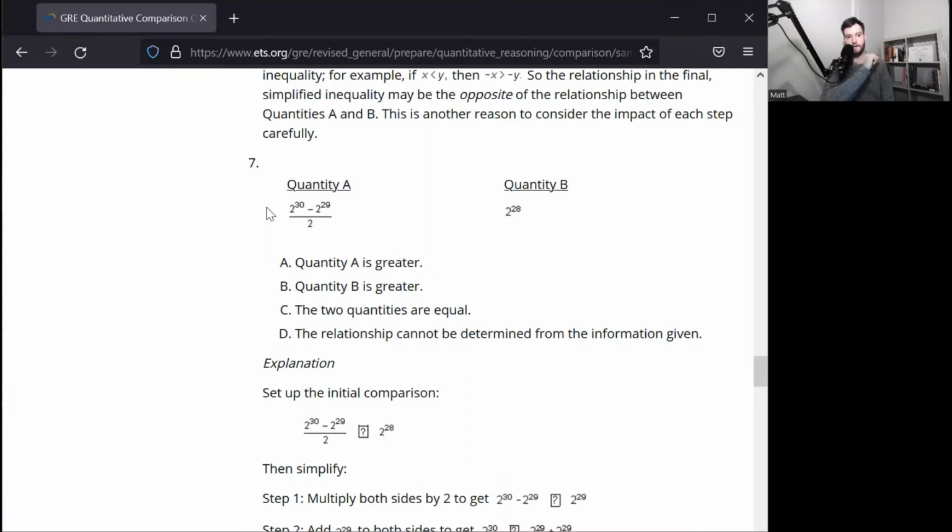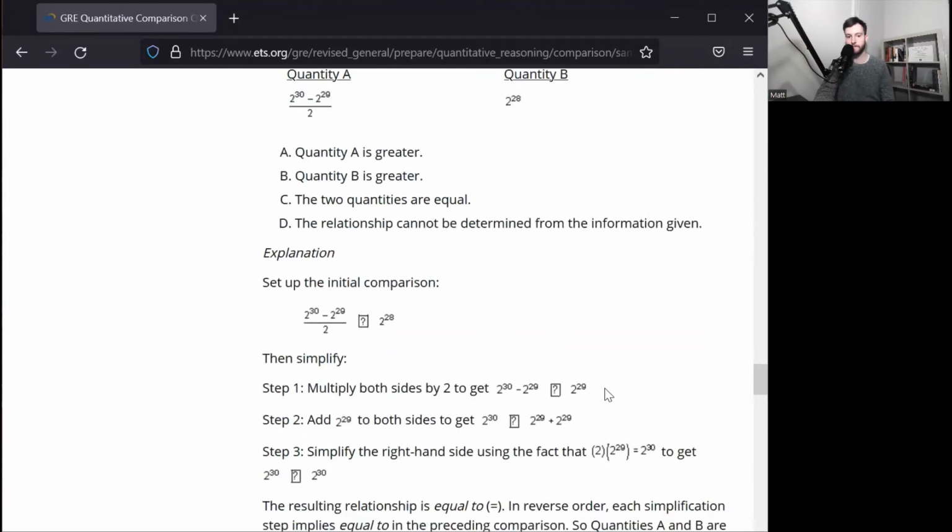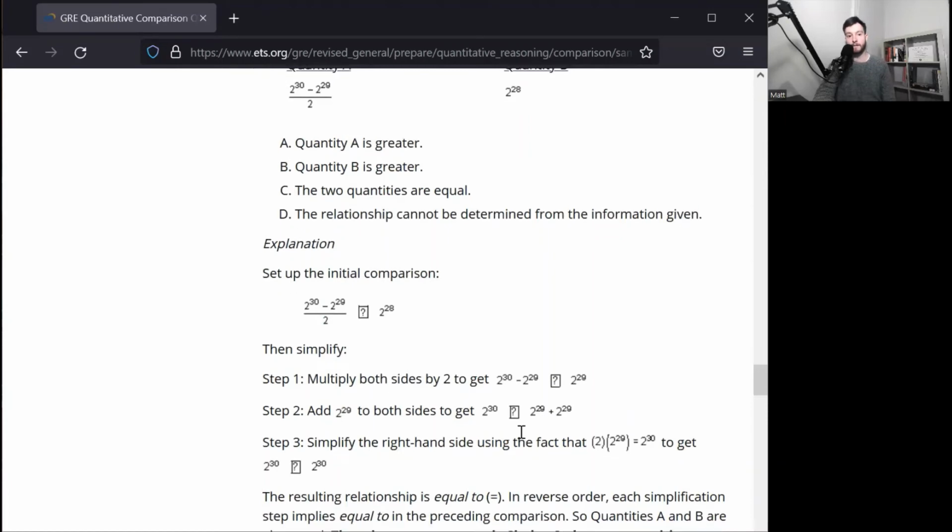But if you notice now, we have 2 of 2 to the 29 minus a 2 to the 29. You could think of it like algebra. Like 2x minus x is x. 2 of 2 to the 29s minus 1 of 2 to the 29 is going to be 2 to the 29. And we have 2 to the 29 on the right, as seen here. They equal each other.